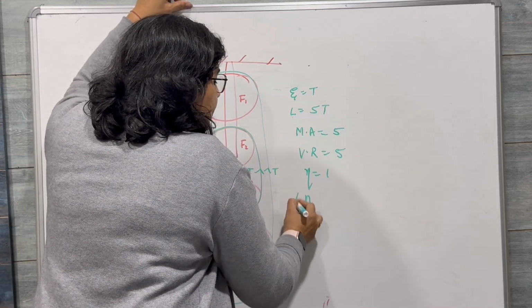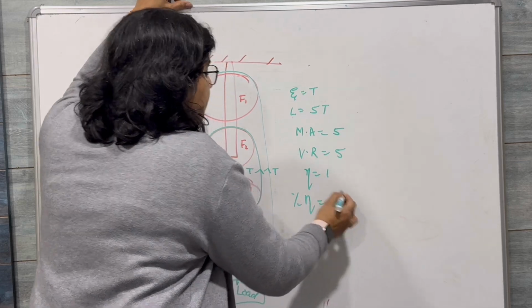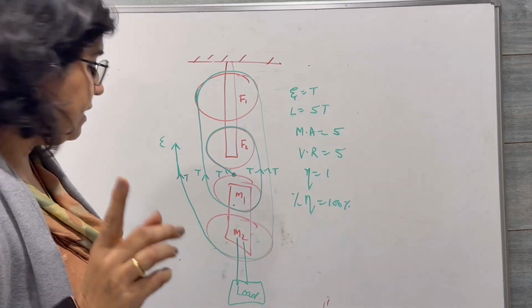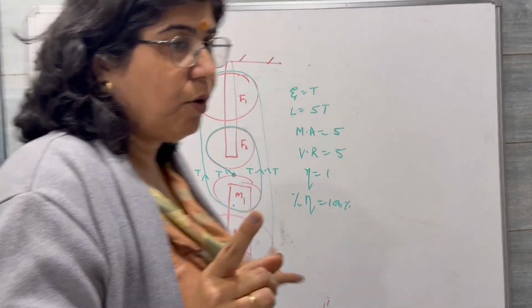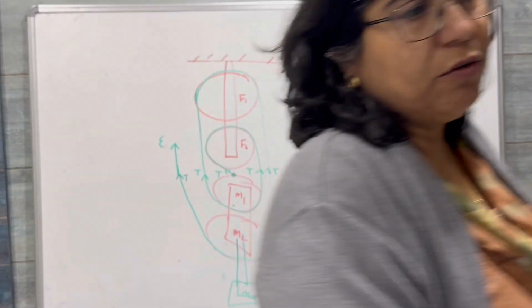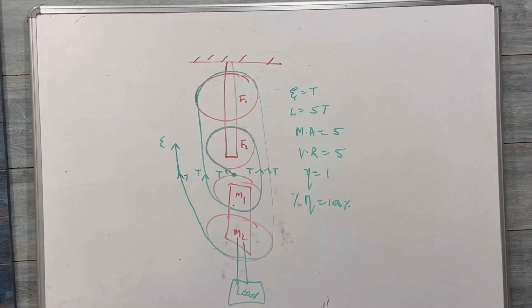Efficiency ideally 1. Percentage efficiency ideally 100%. This is a different case when effort is upwards. Please remember this is something important. And if you want to understand how tensions act, I will make another video for the tensions also. Right? That's all for the day.